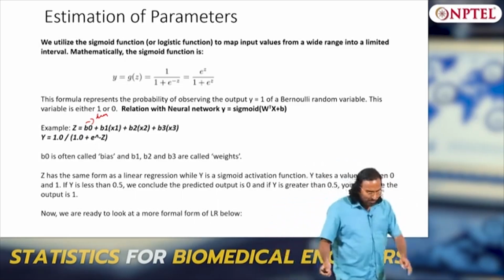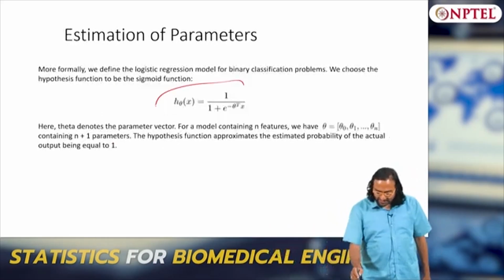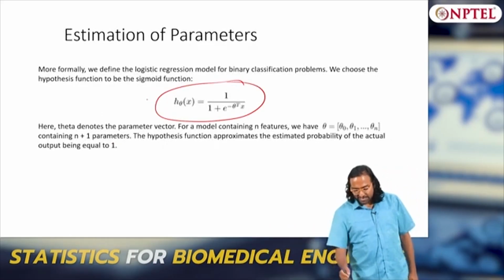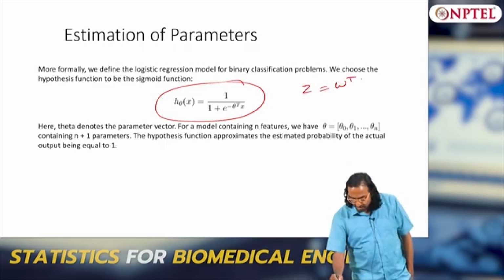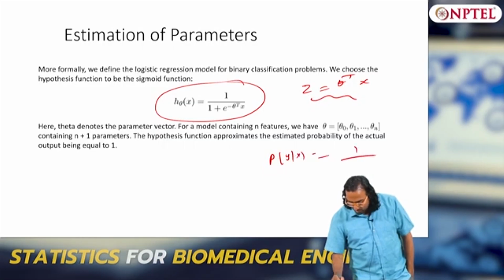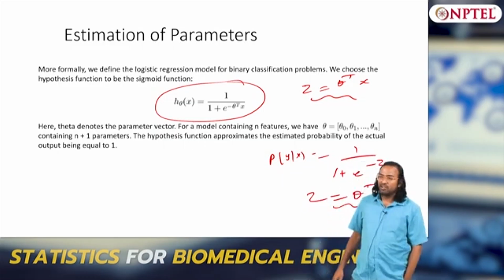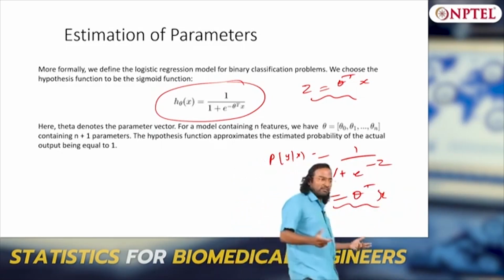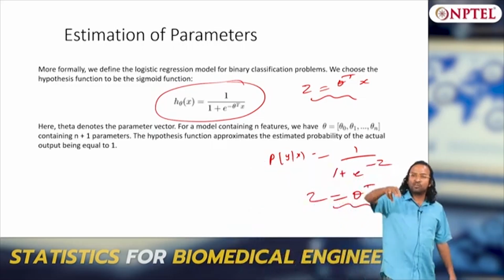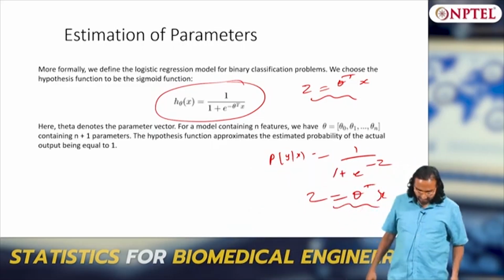Now I am going to write it generally in this fashion: instead of z it is going to be theta transpose x. So z is nothing but w transpose x, or theta transpose x. My function, the probability of y given x, is 1 by 1 plus e power minus z, where z equals theta transpose x. I am just writing it in a vectorial notation. This theta is a vector here, you have multiple inputs, x is also a vector, like your w transpose x in neural networks, that is the same thing here.